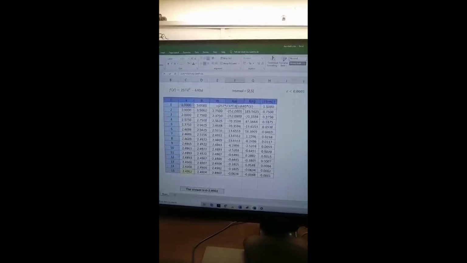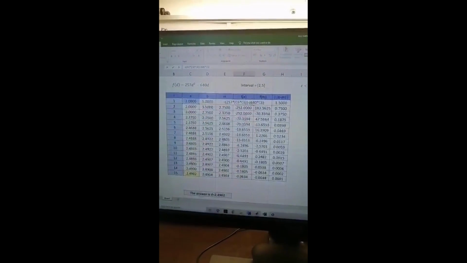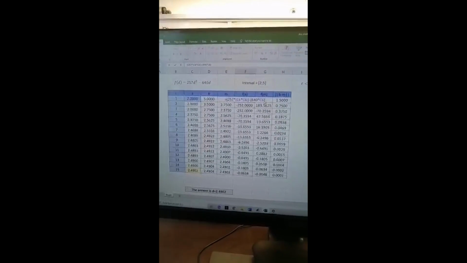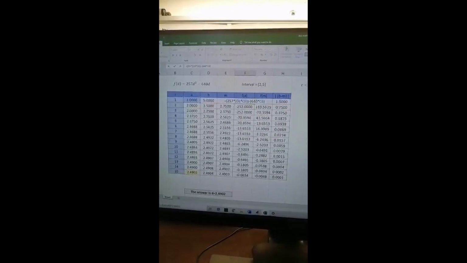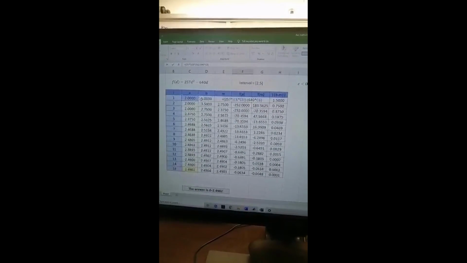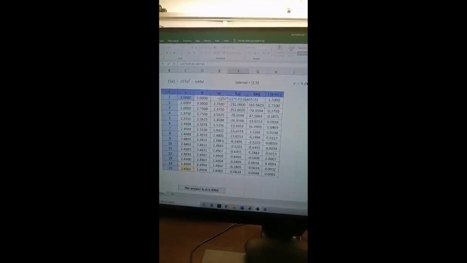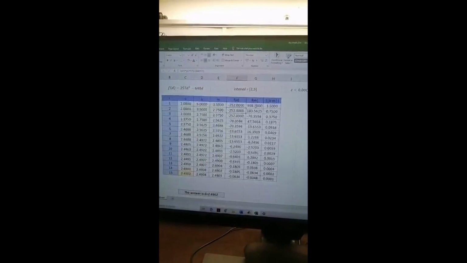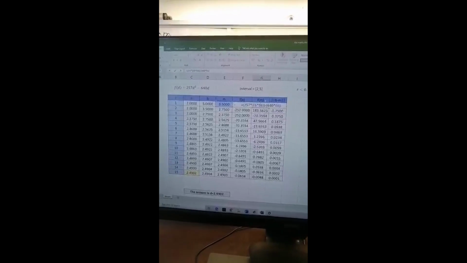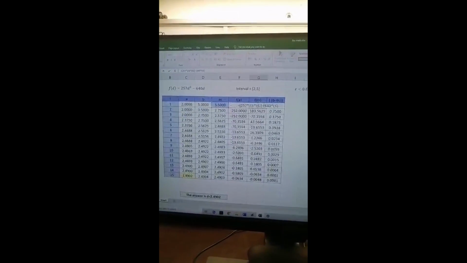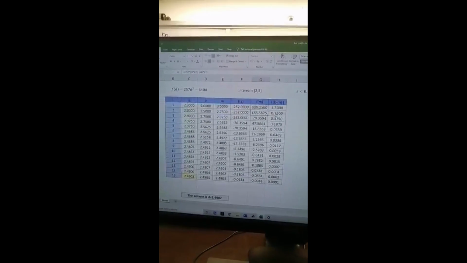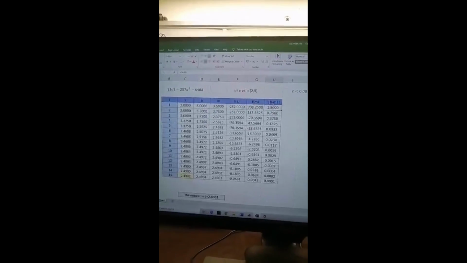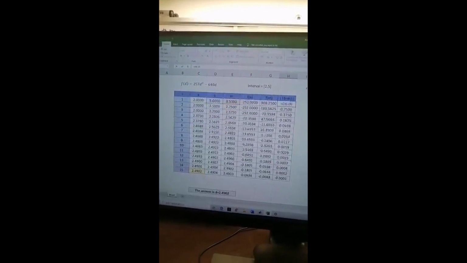For fa, we just put the value of a inside the equation, 257 times a squared minus 640 times a, and we will get the answer. Also with m, just substitute the value of m in the equation and we will get the answer. Then simply b minus m, and we will get the value of the standard error.